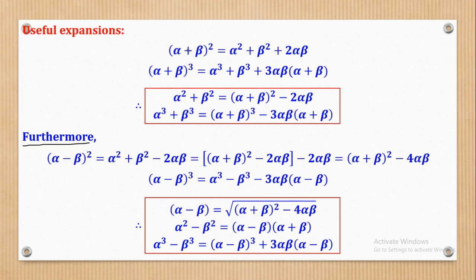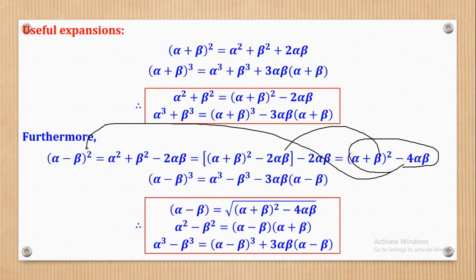So when this becomes minus, it implies that negative beta squared becomes positive. That is why here it remains positive, but here it becomes negative. But the good thing, I already know that the whole of this is here, so I'll come and replace it with this to come up with this box bracket. Then when I open this box bracket, I'll come up with alpha plus beta everything squared minus 4 alpha beta. So this is the expression for alpha minus beta everything squared.